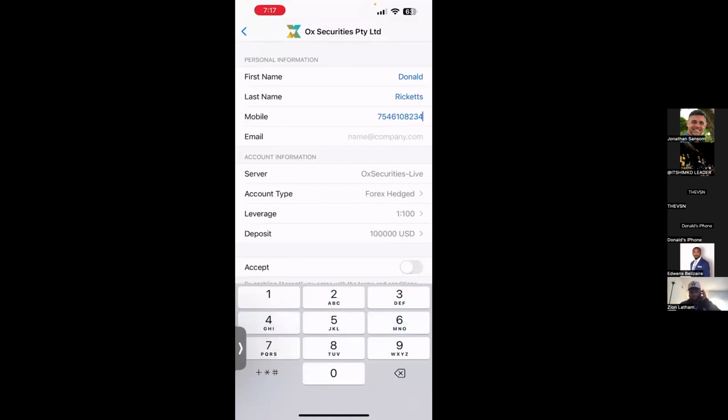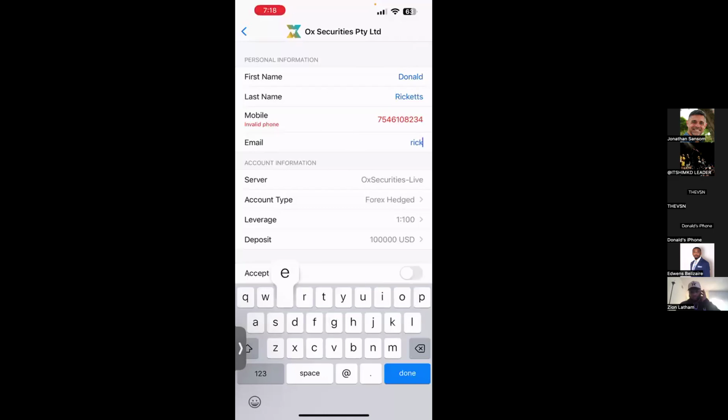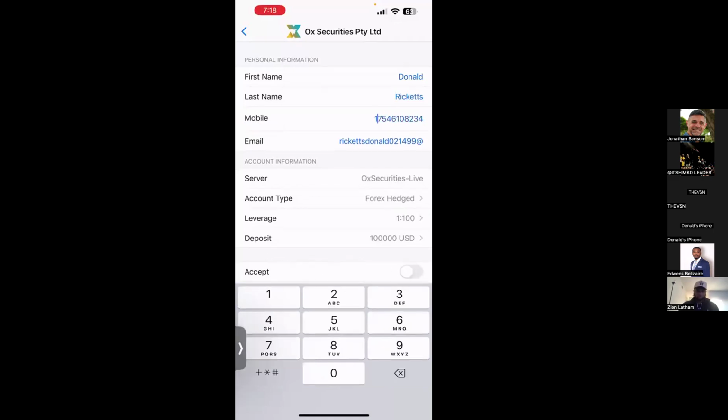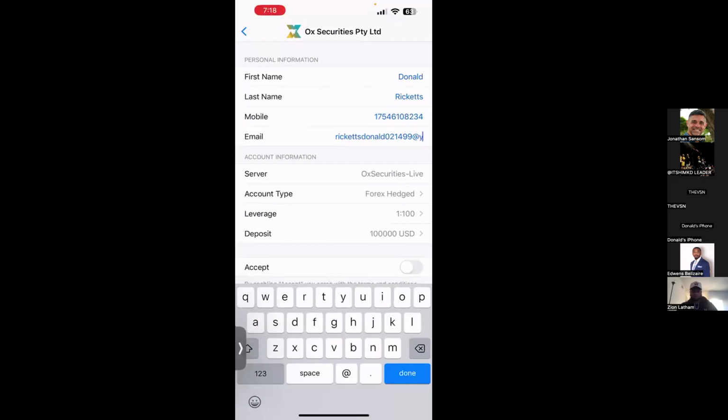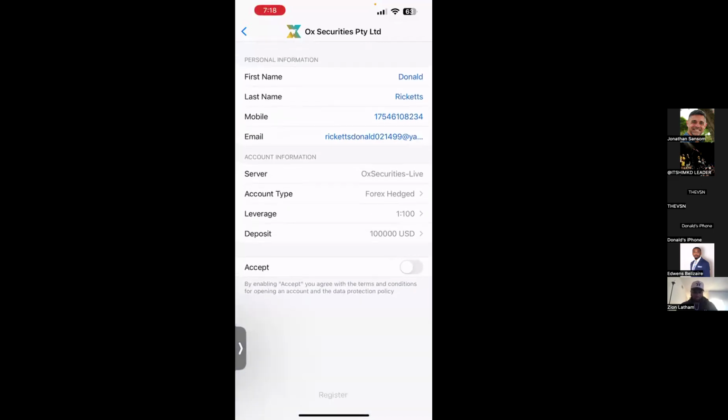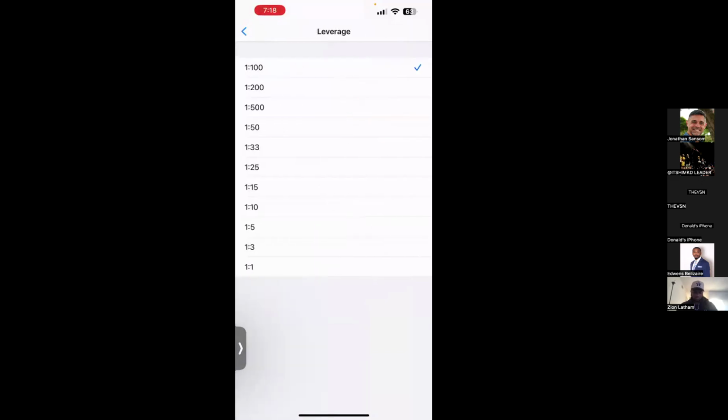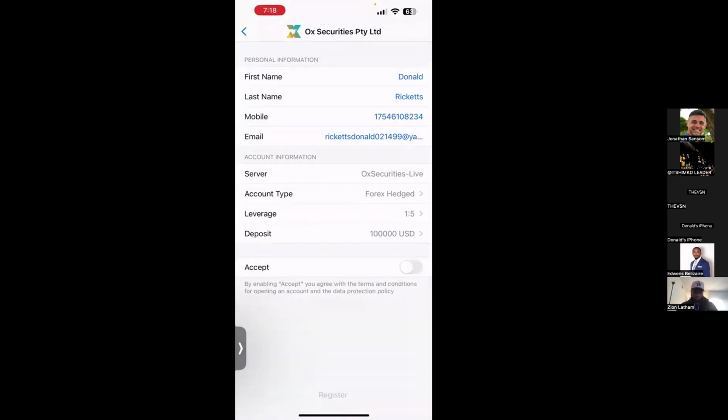There you go. And guys, if you're doing this, do it with us so you know how to do this. Put a number 1 in front of your number. Perfect. Now we're going to click on leverage. Leverage is going to be 1 to 500. 1 to 500.